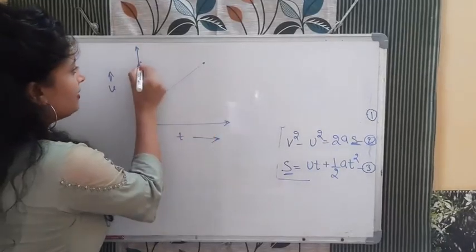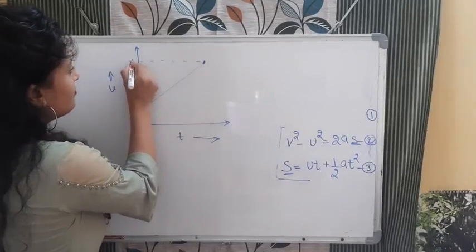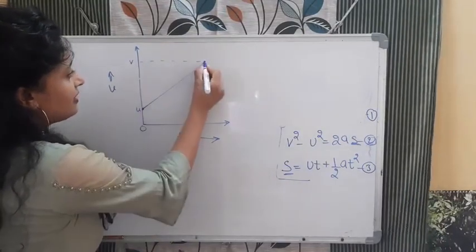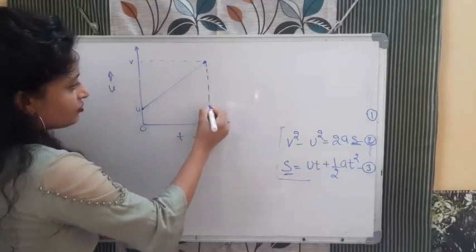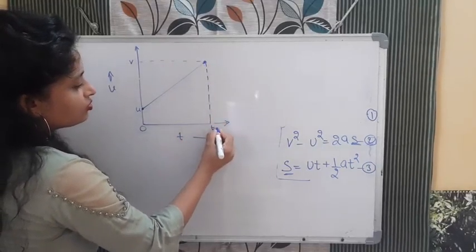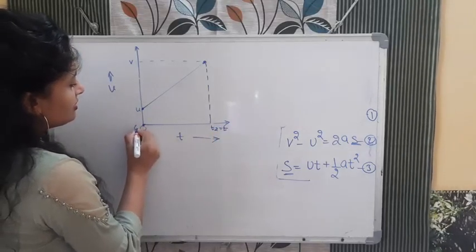This is the final point. I will take a perpendicular from the final point. This is B, for example. This is the initial point. This is the final point. Now when we draw a perpendicular on the x-axis, from this point, for example, this is T2, T1. So T2 is equal to the final time t. This T1 is equal to 0. This is the 0, 0 point.